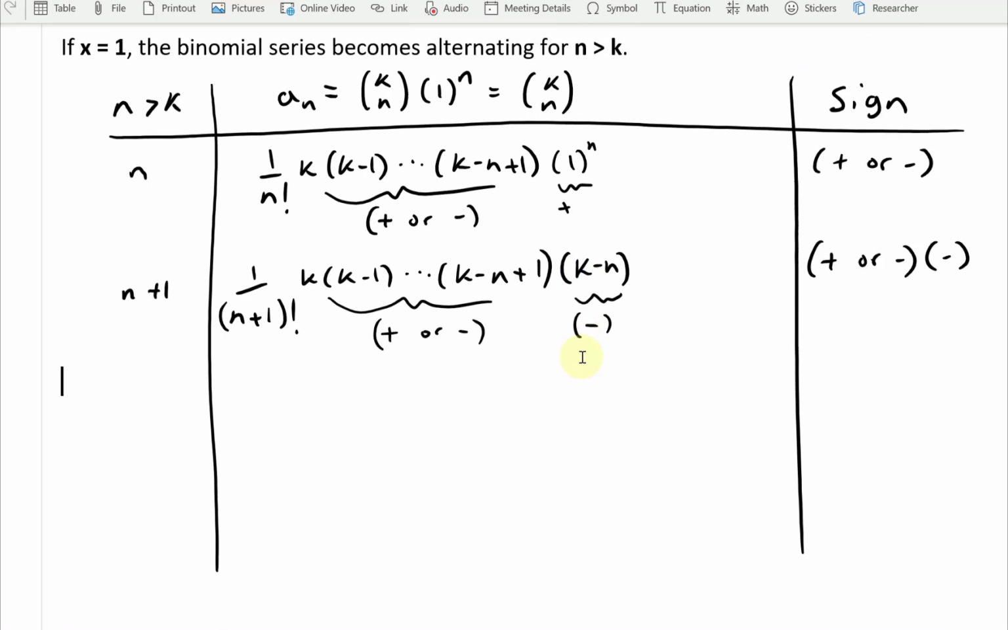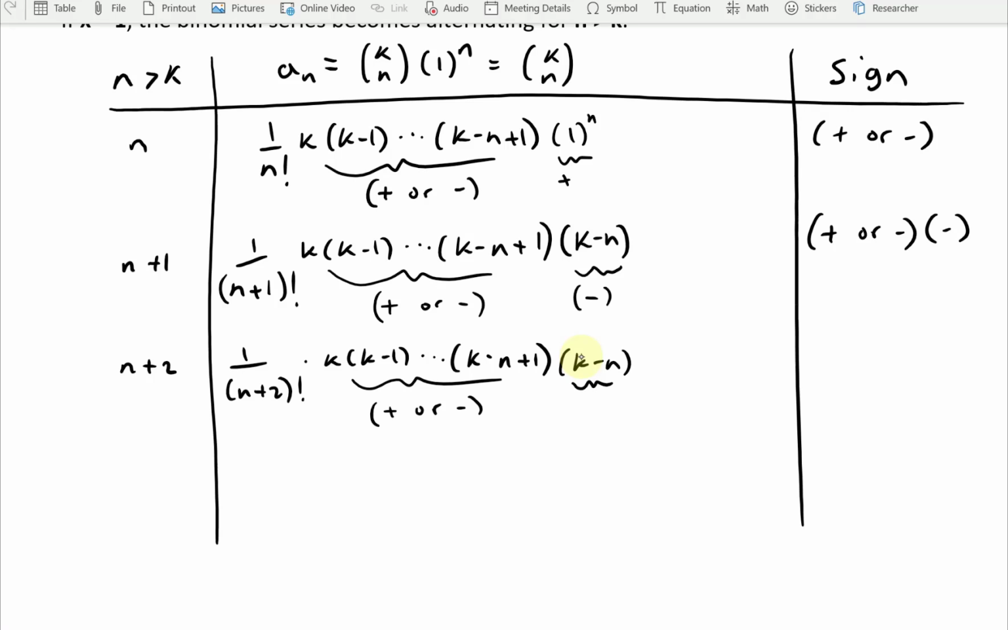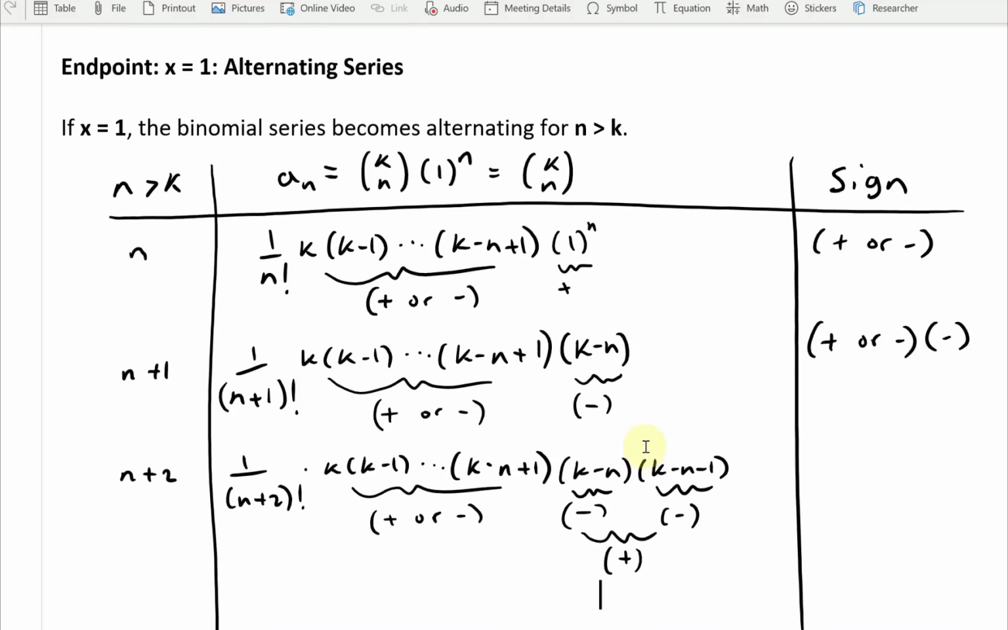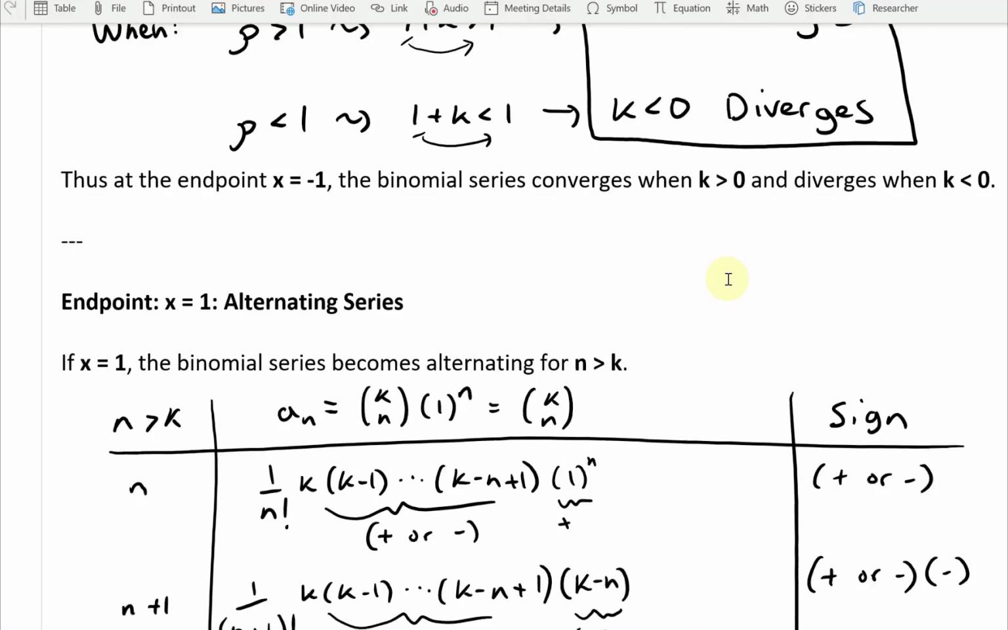And now the next one is going to be over here, n plus 2. So at n plus 2 we have 1 over n plus 2 factorial, times the usual k minus 1 dot dot dot k minus n plus 1. And this is going to be plus or minus, as per always. Then the next one's going to be k minus n, which is negative, and then we're going to have k minus n minus 1, which is also negative. So this is going to be negative, but then these become positive, because 2 negatives become positive, and there's no other alternating term. Same thing as before, negative becomes positive, but then this becomes negative 1, then that becomes the same sign, negative. But since that's always positive, there's no second cancellation.